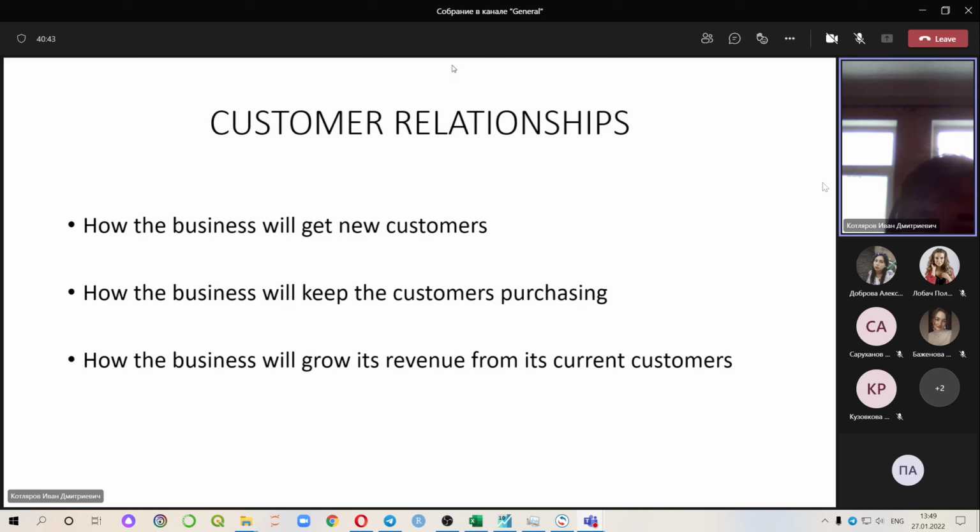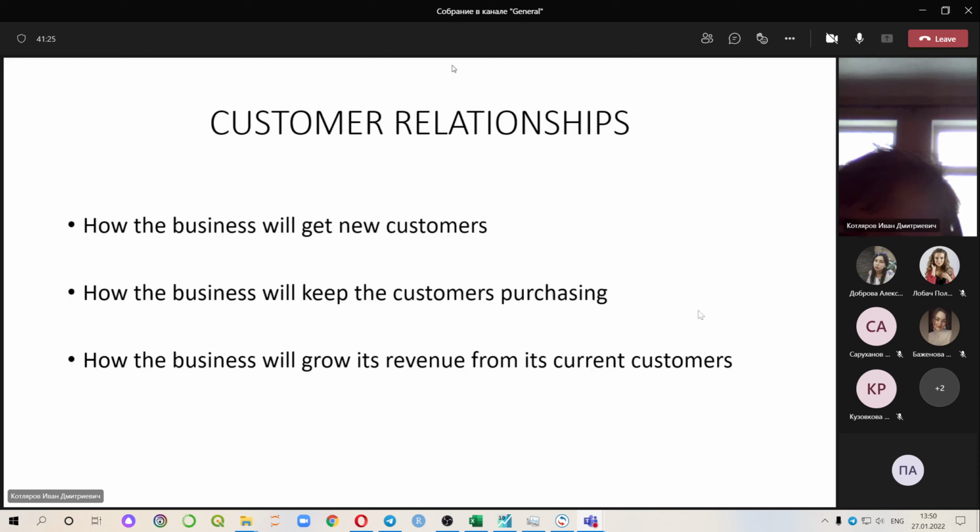You forget about them. So in this case, you don't have to keep the customers purchasing. But the key point for you is the first question: how you will get new customers? You still have to attract new customers. But in most cases, the second question is also important: how you will keep the customers purchasing. You'll have to build up loyalty, the constant interest of your customers toward your products. And obviously, how the business will grow its revenue from its current customers. So how you can convince your customers to spend more money on your products. Guys, do you understand? Is it clear?